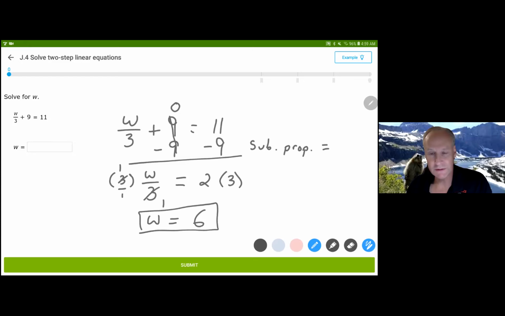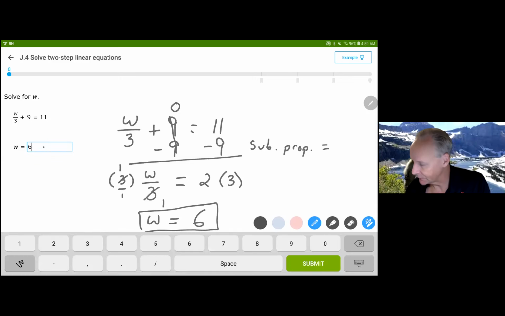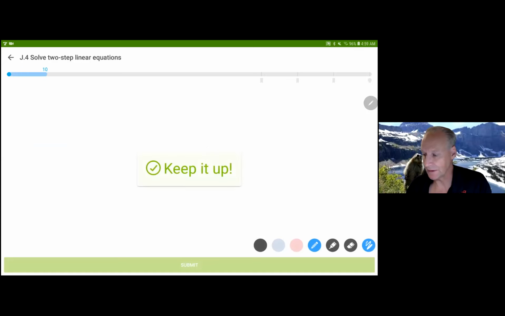Now, it's important that you follow order of operations. You could check your answer by substituting it back in. 6 divided by 3 is 2, plus 9 is 11. But we're going to go ahead and put our answer in. Let's get our answer going and get this guy done.